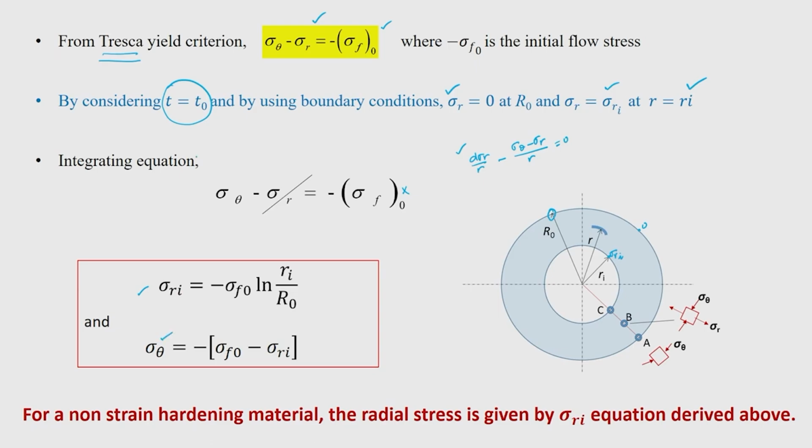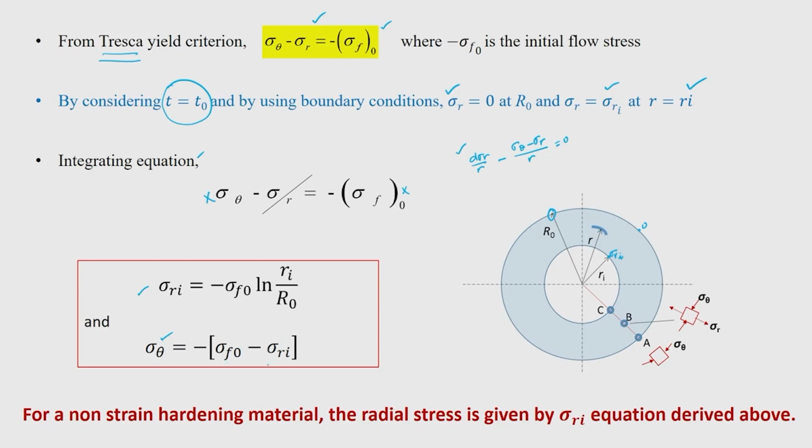So you have to integrate this equation and not this. Let us forget this equation. This is not correct here. So this equation we have to integrate by considering T is equal to T0, so there is a second term which goes off, and you will get σ_θ is equal to minus σ_f0 minus σ_ri.